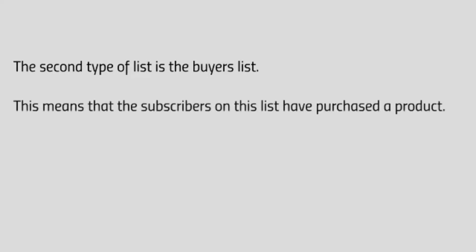This means that the subscribers on the list have actually purchased a product. So say, for example, somebody lands on your sales page. You're selling them something like a $7 or $17 item, or whatever price point it is. They buy it and are added to your list. So that is basically a buyer's list.